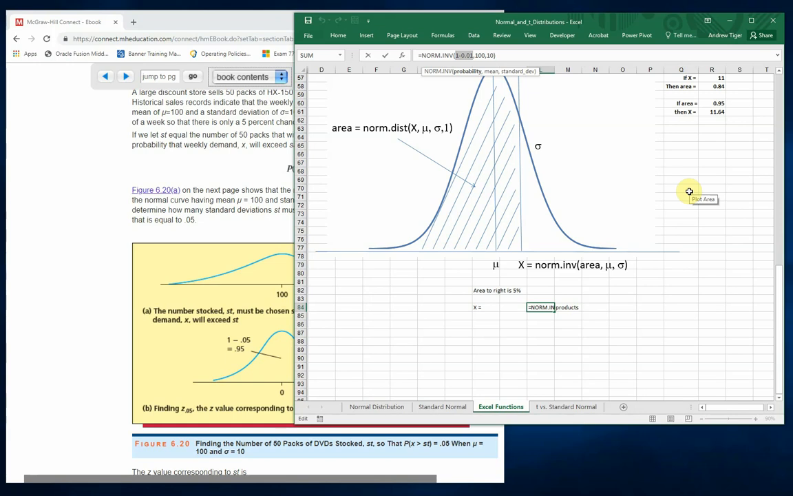Okay. That should help you do problems 625, 630, 634.